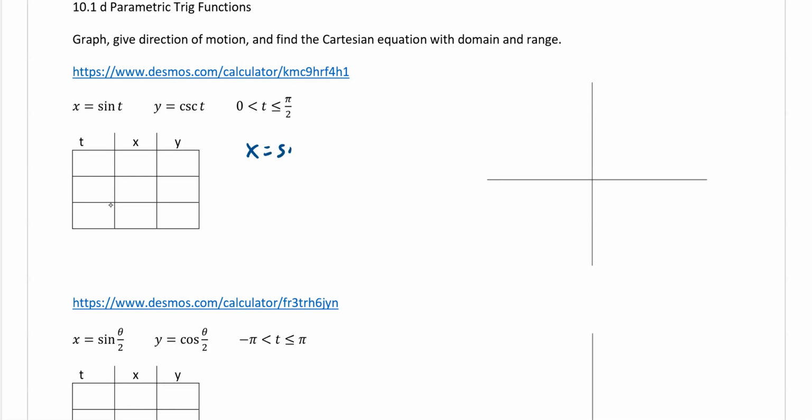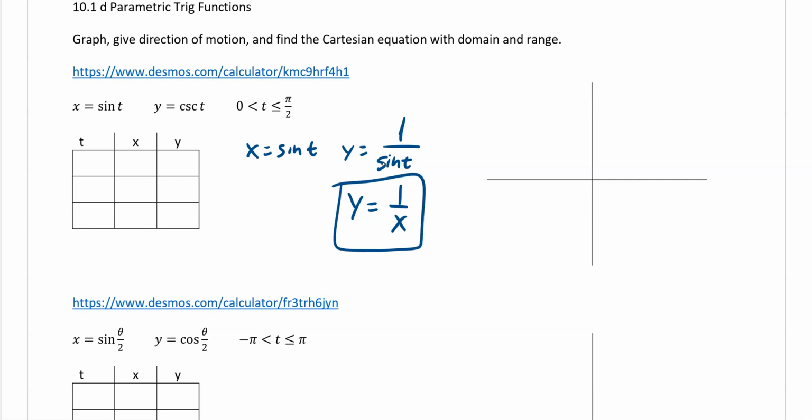So we have x equals sine t, and y equals, well, cosecant t is 1 over sine t. You always want to rewrite them in terms of sine and cosine. It makes it a nice, easy thing to deal with. So now you can see my x is sine of t, so I now know that y equals 1 over x. And so that would be our Cartesian equation. So we know it's going to be that rational function right there. So we just have to use our parameter t from 0 to pi over 2, not including 0.